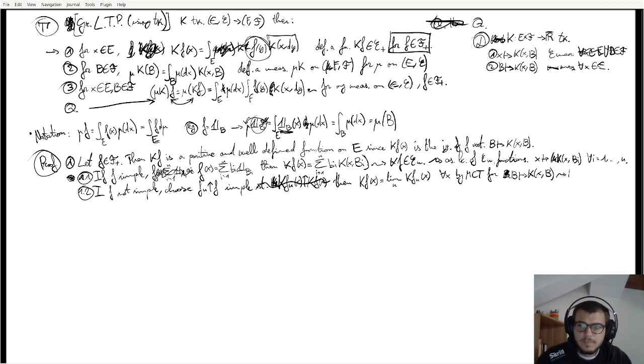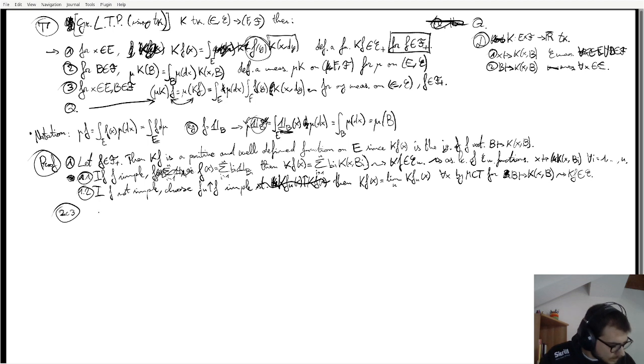So kf is measurable because it's the limit of measurable functions kf_n. Now we prove 2 and 3 together. We are at half of the proof.